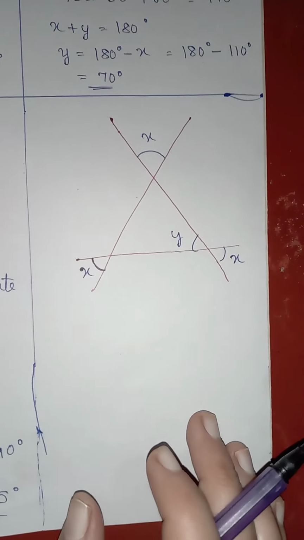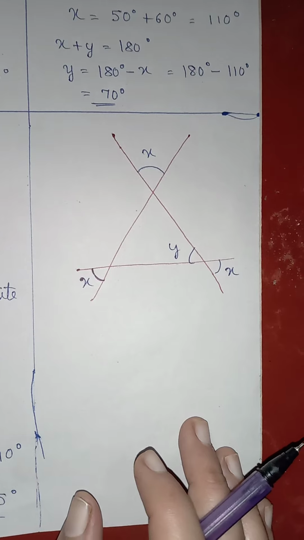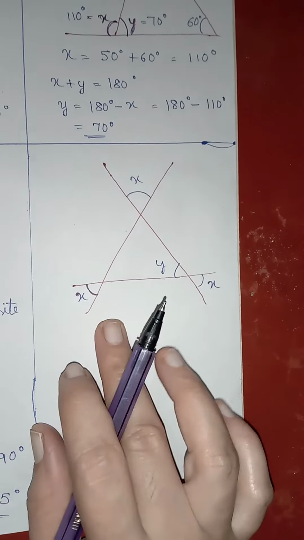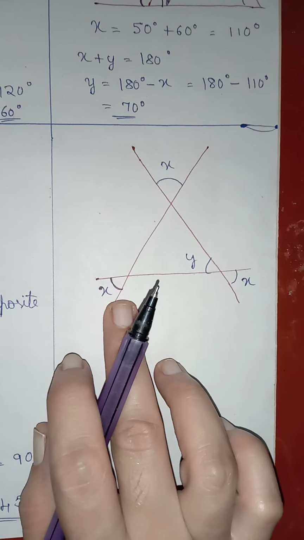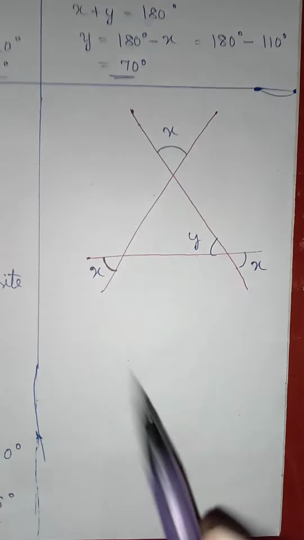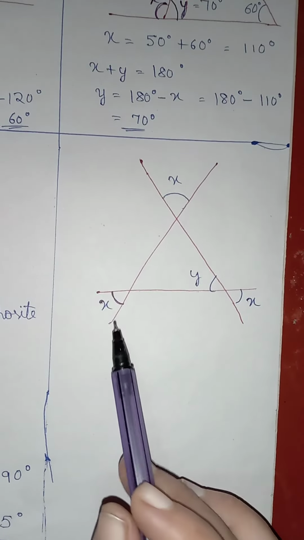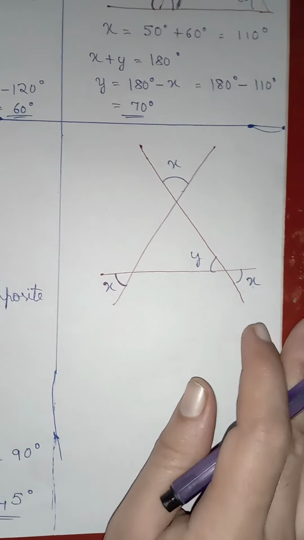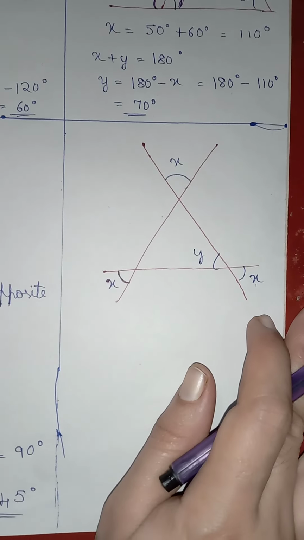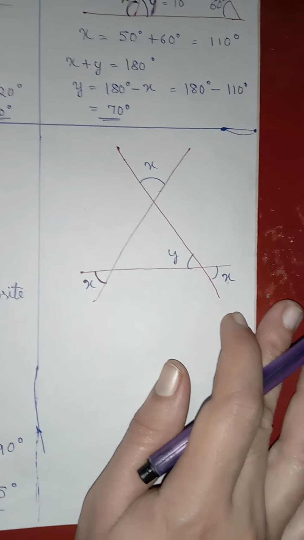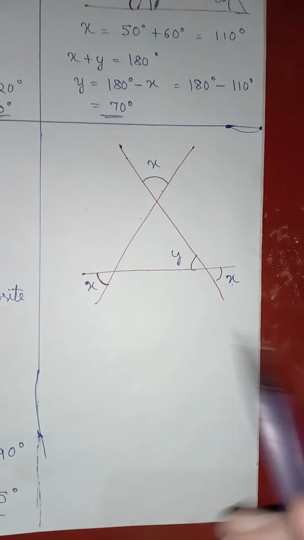Okay, now let us look at the last problem. Okay, so here they have not given any of the angles. They have just given this angle is x, this angle is x and this angle is x. Now how do you calculate? No angles are given in this figure.